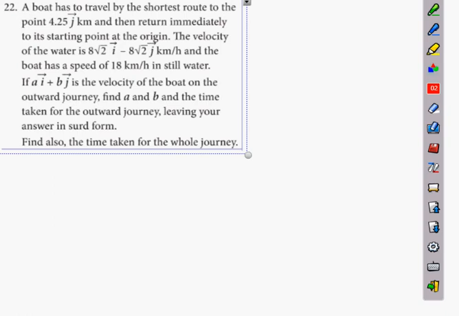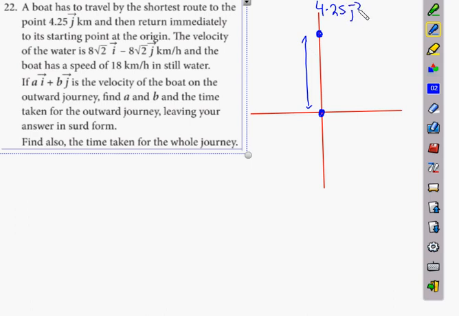Okay. So, with this one here, what are we doing here? You have an XY axis, like so. And you are starting off here from the origin. And the distance you want to cover is 4.25 kilometers directly upwards. So you want to go 4.25j directly upwards. That's what you want to cover. Therefore, your speed has to go directly upwards.